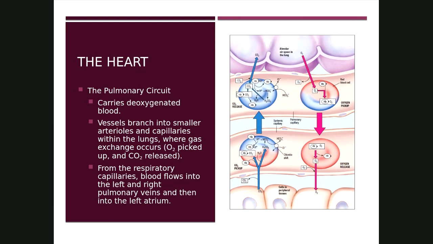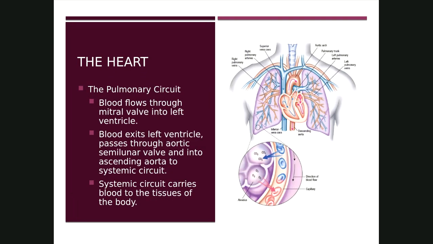It's really important that we know where blood flow starts and where it ends. In the pulmonary circuit, blood flows through the mitral valve into the left ventricle. Blood exits the left ventricle, passes through the aortic semilunar valve and into the ascending aorta to the systemic circuit. And the systemic circuit carries blood to the tissues of the body.